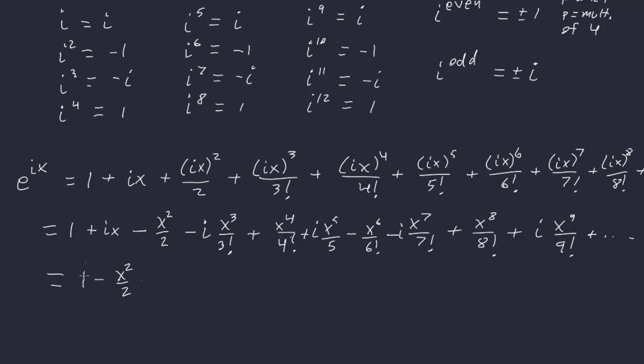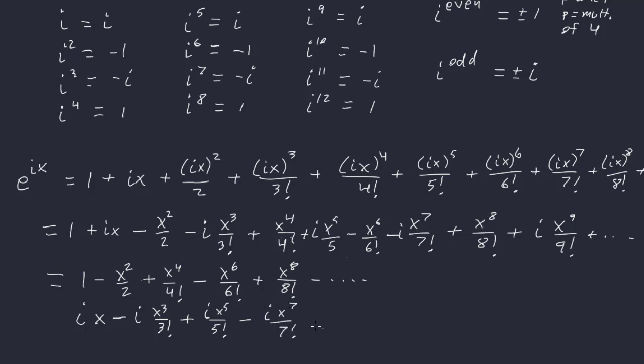All right, so it'll be 1 minus x squared over 2 plus x to the 4th over 4 factorial minus x to the 6th over 6 factorial plus x to the 8 over 8 factorial, and it will continue from there. And then down here I'll do the i pieces. That's i x minus i x cubed over 3 factorial plus i x to the 5th over 5 factorial minus i x to the 7 over 7 factorial plus i x to the 9 over 9 factorial, and that will continue.